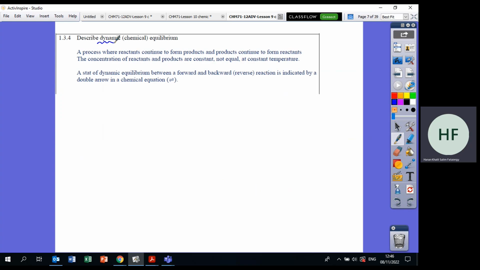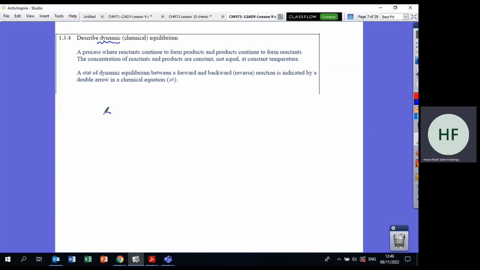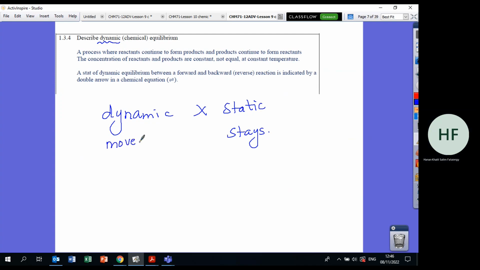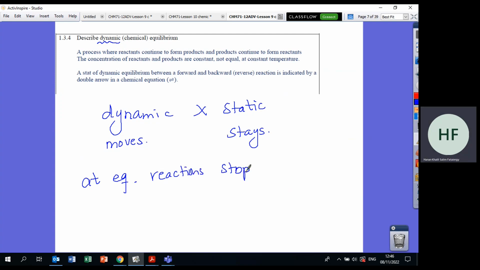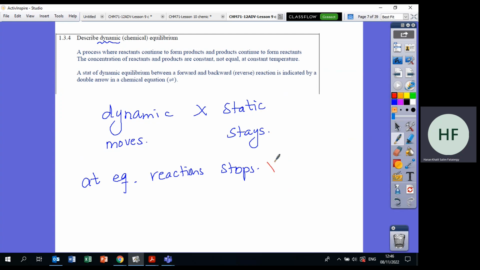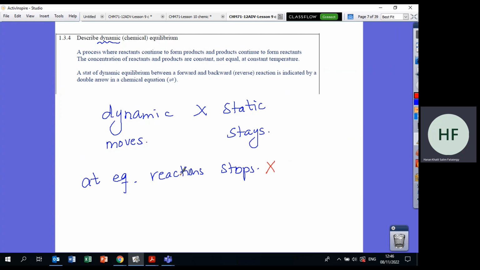Now, what is the meaning of dynamic? When I say equilibrium is dynamic, dynamic is the opposite of static. Static means it stays in its place, it does not move. Dynamic means it moves. One time the students got a question in the exam saying at equilibrium the reaction stops. Is this true or false? Of course, this is false. Why? Because at equilibrium the reaction does not stop. It keeps on going forward and backward with the same rate.